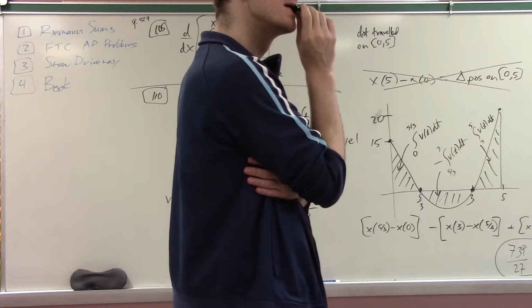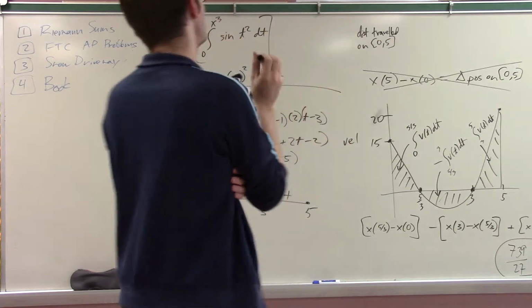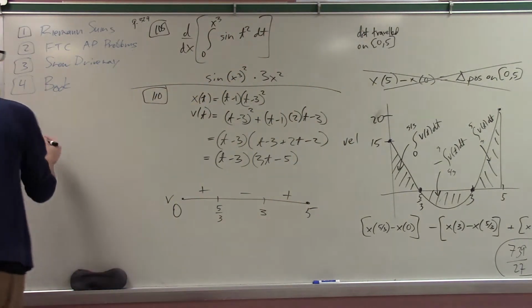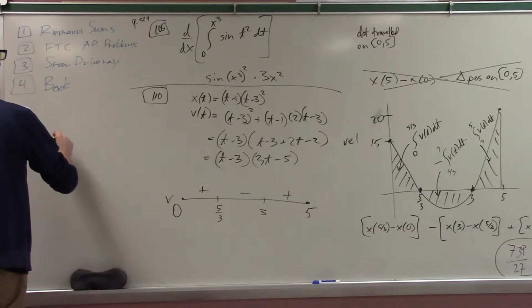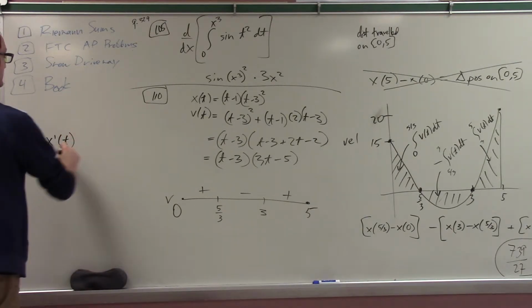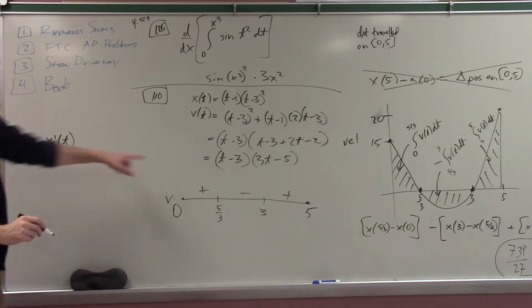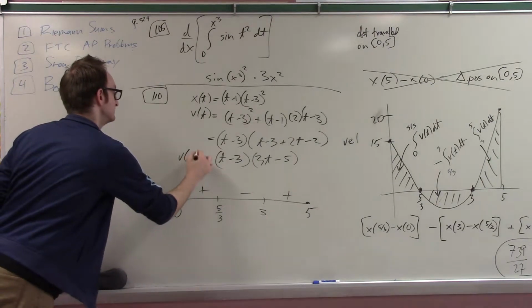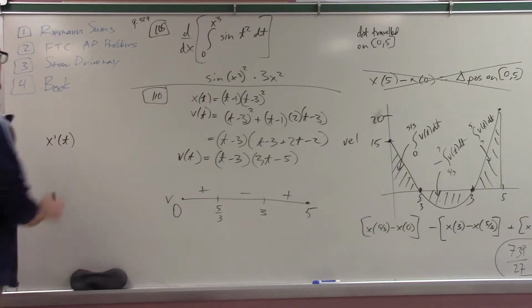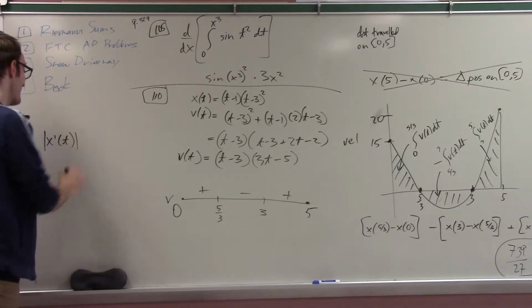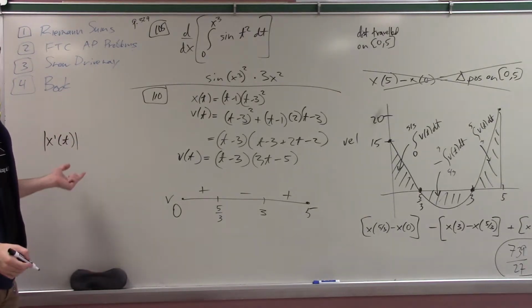That is what you're doing, you're taking the absolute value of the derivative. What the book says to do is to take the position function, differentiate it, which is velocity, which is what we did, and then take the absolute value of that, which is speed.